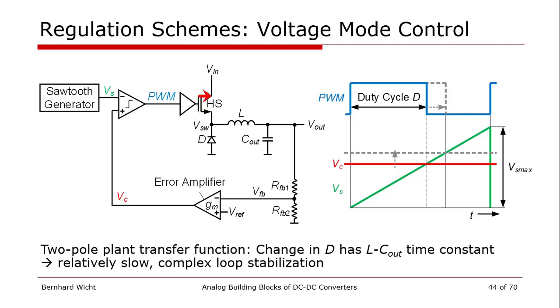During the first cycle it's turned on, we bring energy into the system, and as soon as we turn off, this diode, in this very simple example, acts as a freewheeling diode to carry the current of the inductor.